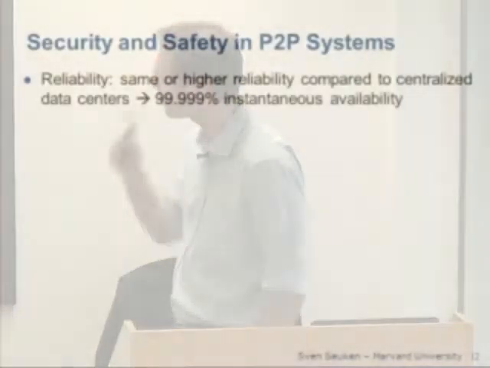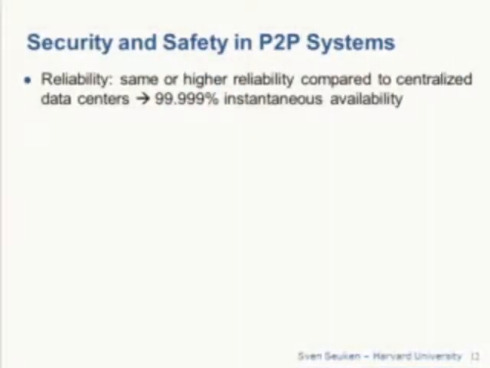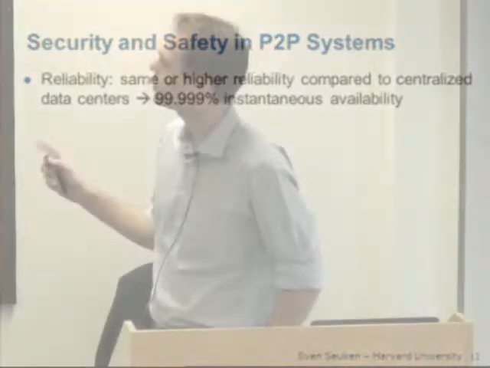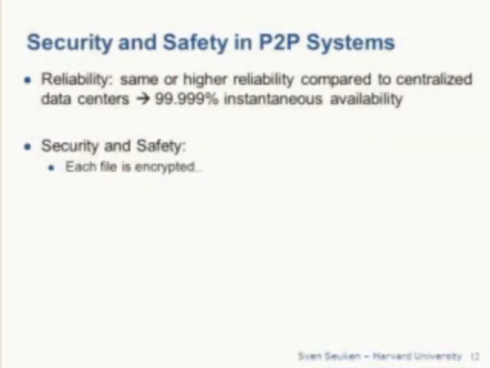Okay. So the first concern that people have when they hear about peer-to-peer backup is security and safety. So, of course, we want to design the system so that it's reliable and has the same or higher reliability guarantees compared to centralized data centers. And that's often measured in terms of instantaneous file availability, where a typical goal is something like 99.999%. So, to achieve security and safety, what we do is, before your file leaves your computer, it's first encrypted with a private key.